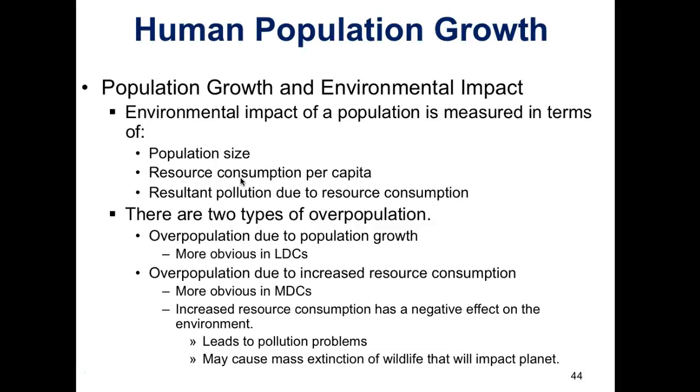Population growth and environmental impact. Environmental impact of a population is measured in terms of population size, resource consumption per capita, and resultant pollution due to resource consumption. There are two types of overpopulation. You could have overpopulation due to population growth and overpopulation due to increased resource consumption.